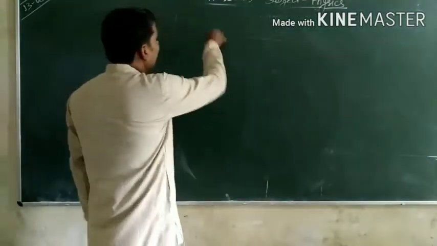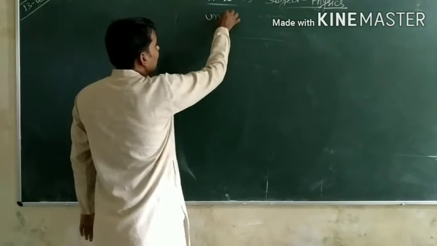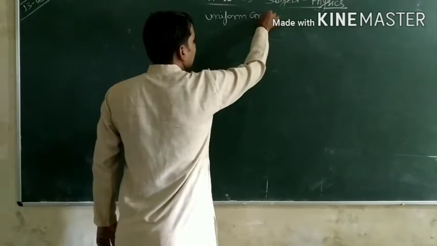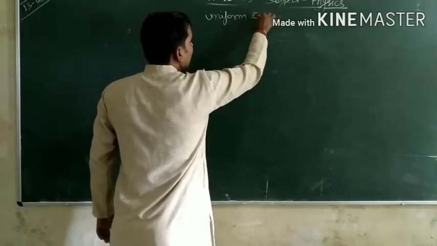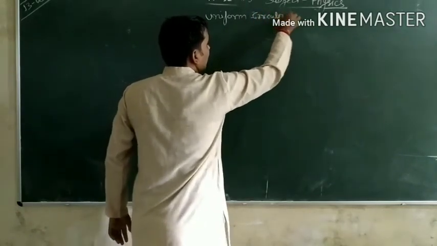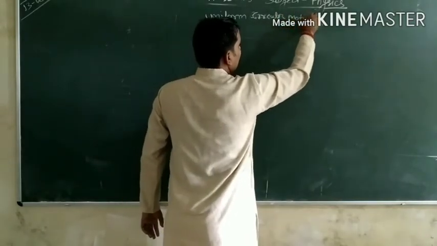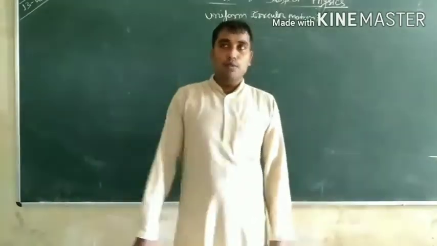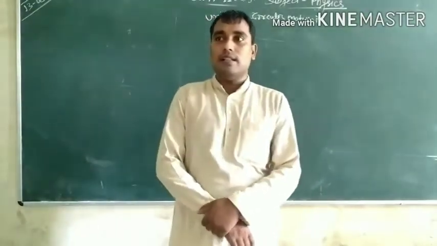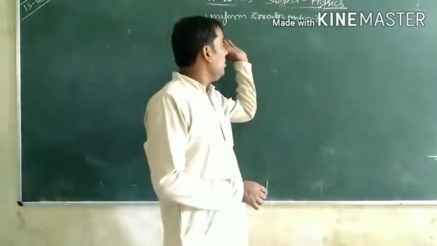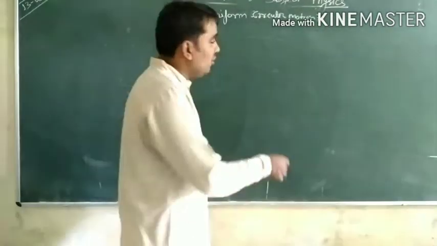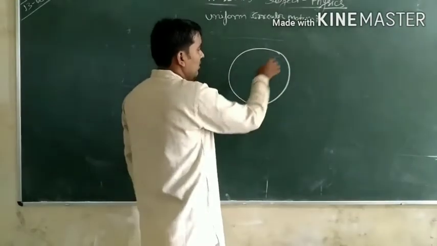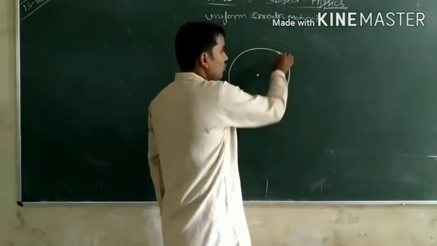Now we study uniform circular motion. When a moving object moves with uniform velocity on a circular path, this motion is known as uniform circular motion. Now we assume that a moving object is moving on a circular path.